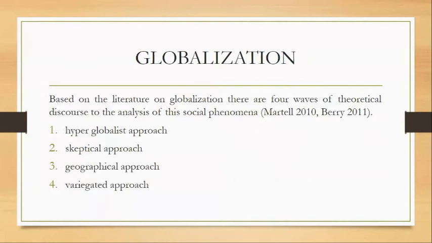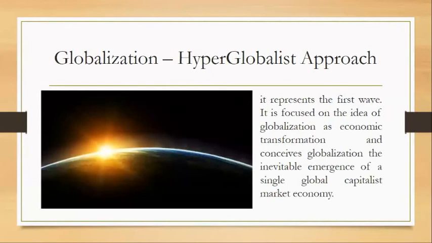Based on the literature on globalization, there are four waves of theoretical discourse to the analysis of this social phenomenon. That is according to Martell 2010 and Berry 2011. Those four waves are the hyper-globalist approach, the skeptical approach, the transformationalist or geographical approach, and the variegated approach. The hyper-globalist approach represents the first wave. It is focused on the idea of globalization as economic transformation and conceives globalization as the inevitable emergence of a single global capitalist market economy. It covers both neoclassical and Marxist theory or perspectives.